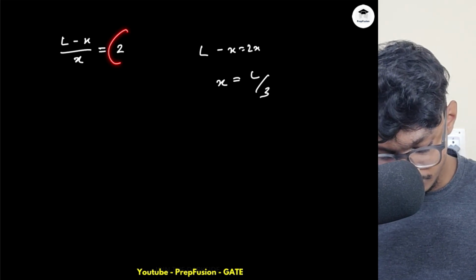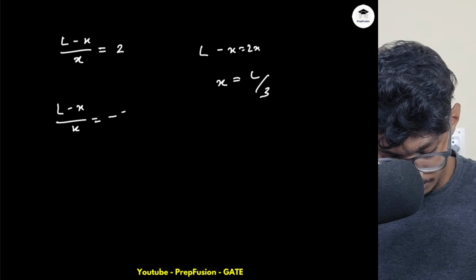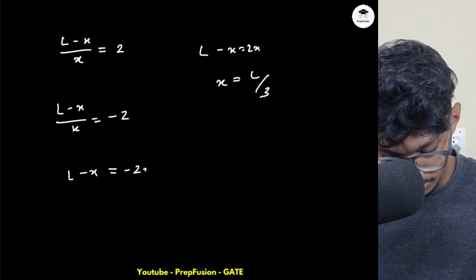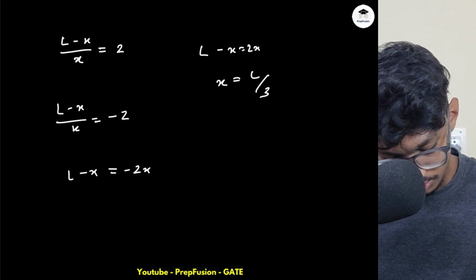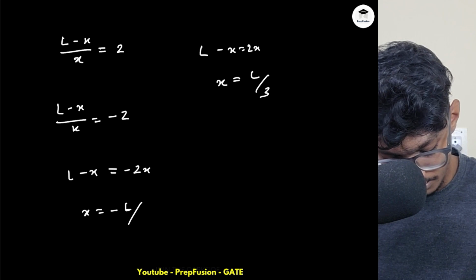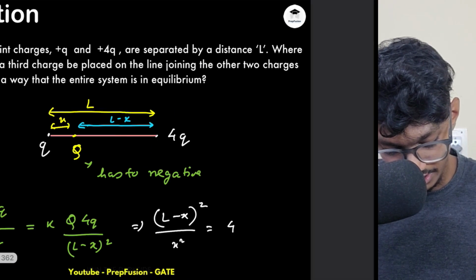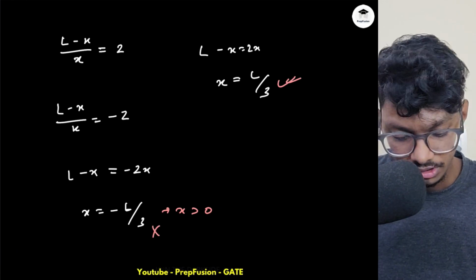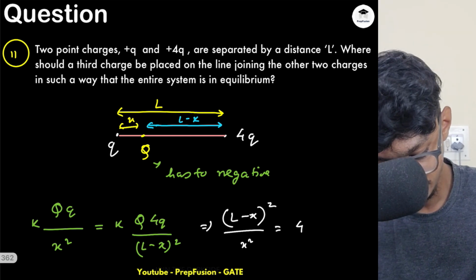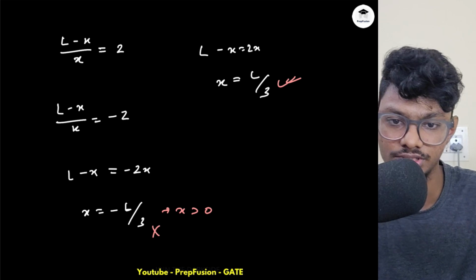Now if I would have assumed this minus, what would happen? L minus x equals minus 2x. x would be equal to minus L by 3, which is not possible, right? x has to be greater than 0. x cannot be negative, so not possible. So we'll choose this, obviously. So here x is L by 3. This much we have established. So the distance from which it should be placed is L by 3.